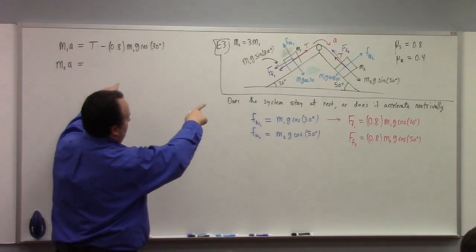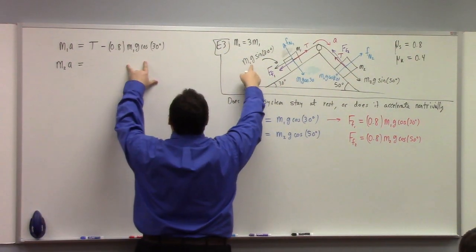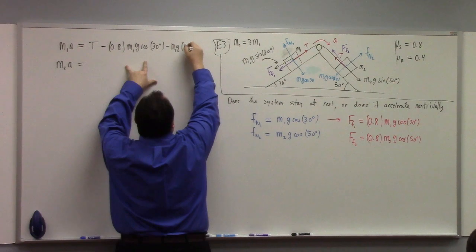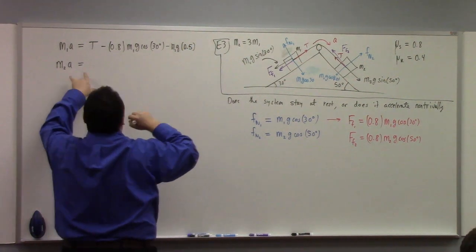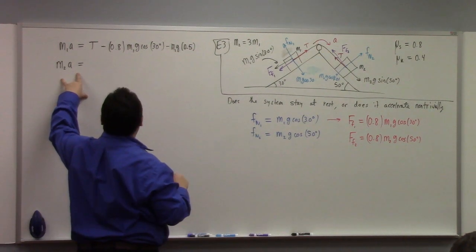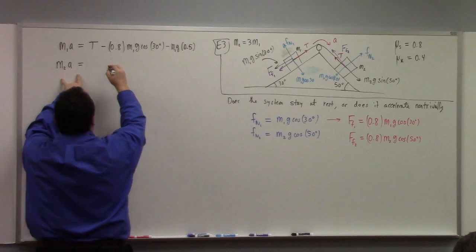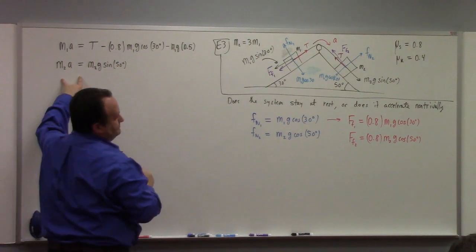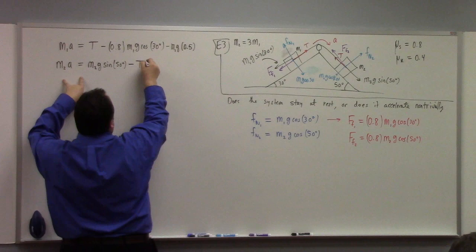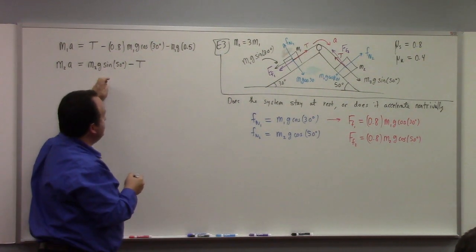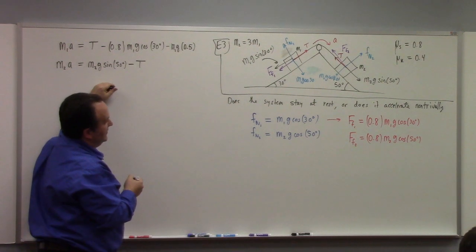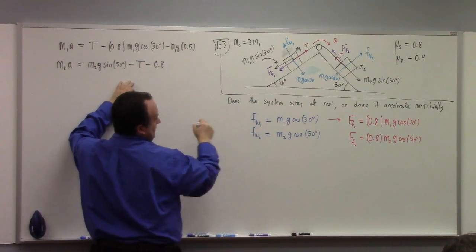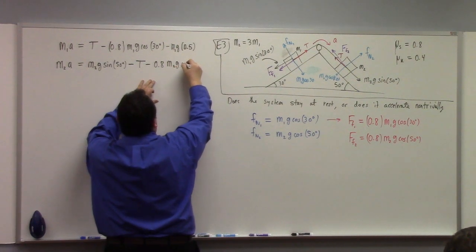Let's see here. So m1 a is, when we subtract or add this? Subtract, yeah. So minus m1 g sine 30. Sine of 30 is 0.5, so I'll put that in. And m2 a is what? What's at play over there? m2 g sine 50 is downward. That's the positive direction, so I'll start with that one. m2 g sine 50, and then minus the tension force. And then subtract the friction, and that would be the other one. So minus 0.8 m2 g cosine 50 degrees.